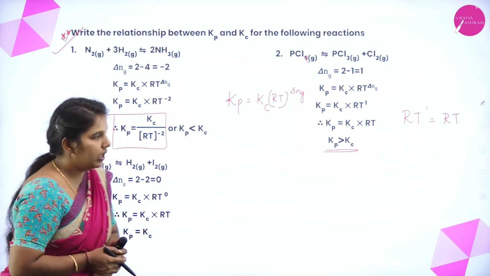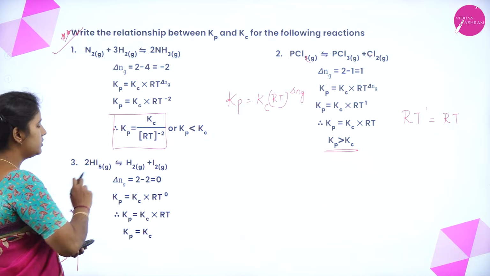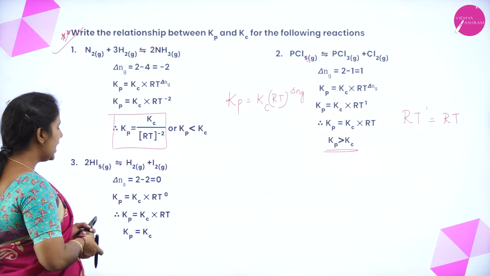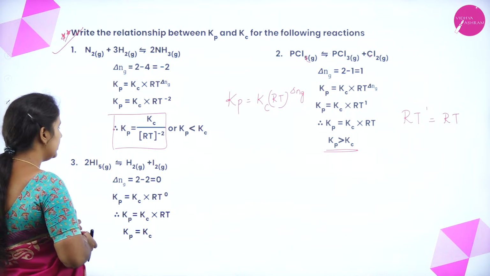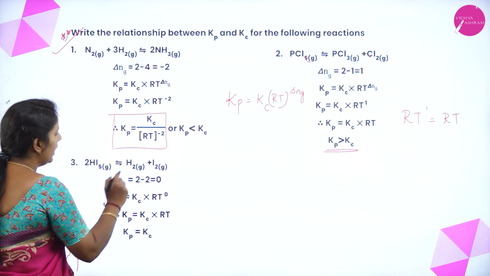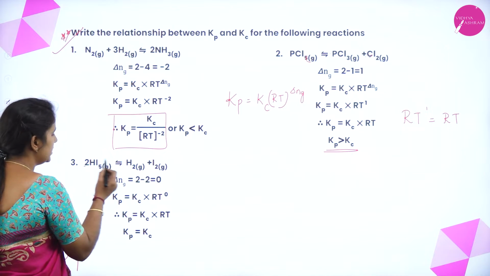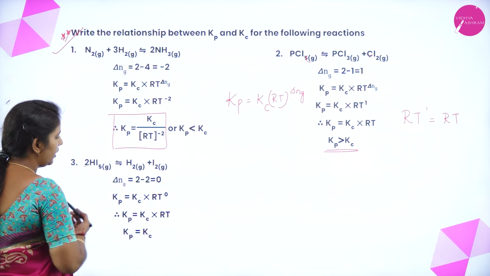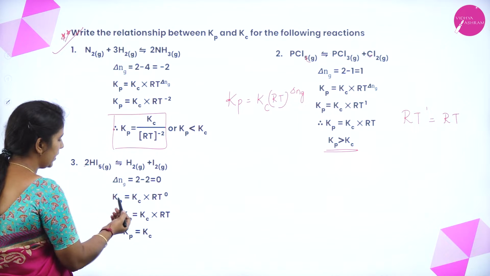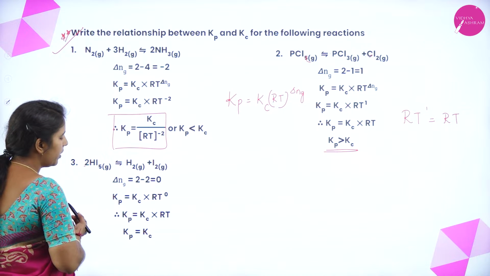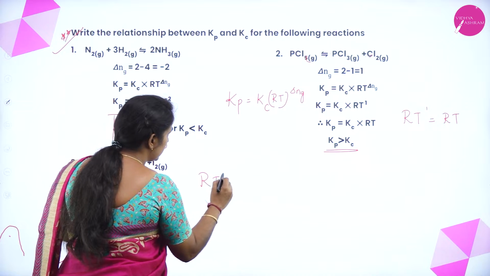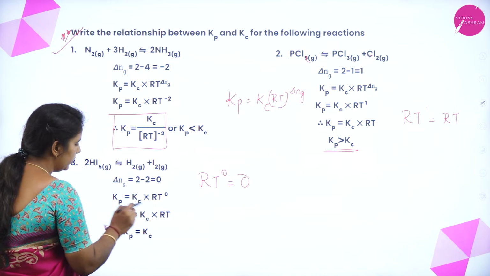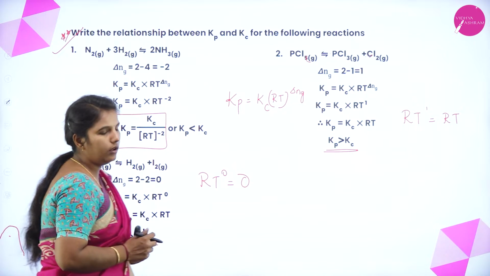the Kc value. We'll take up one more reaction: hydrogen iodide, which upon decomposition gives rise to hydrogen plus iodine. Let's see how to calculate the delta Ng value. Since 2 products will be there and both are in the gaseous state, 2 minus 2 is equal to 0. Now, delta Ng I got as 0, so the equation will become Kp is equal to Kc into RT to the power of 0. Anything raised to the power 0 will be equal to 1 only. So this equation indicates that Kp will be equal to Kc.